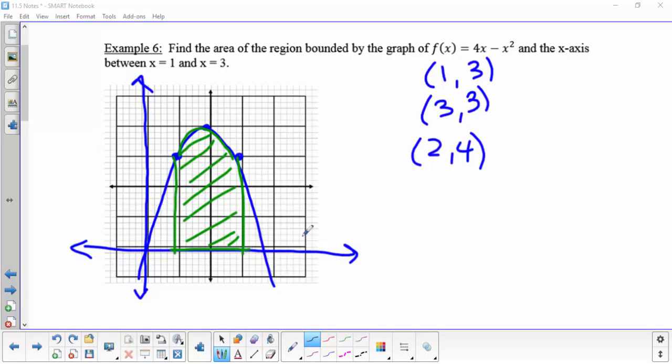Now our next step is to find the width of each rectangle that we're going to find. So the width is b minus a over n. So our width is 3 minus 1 over n, which gives us 2 over n.